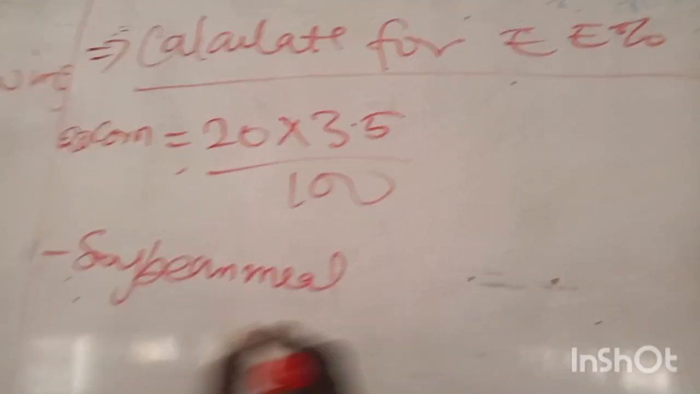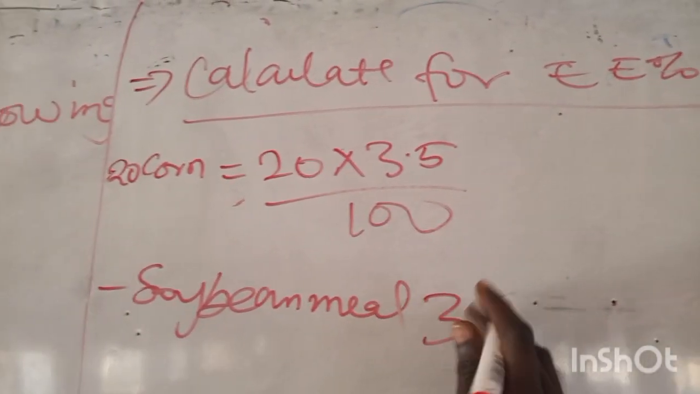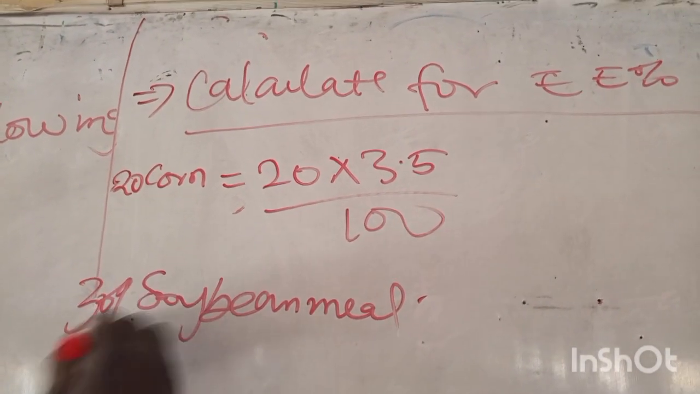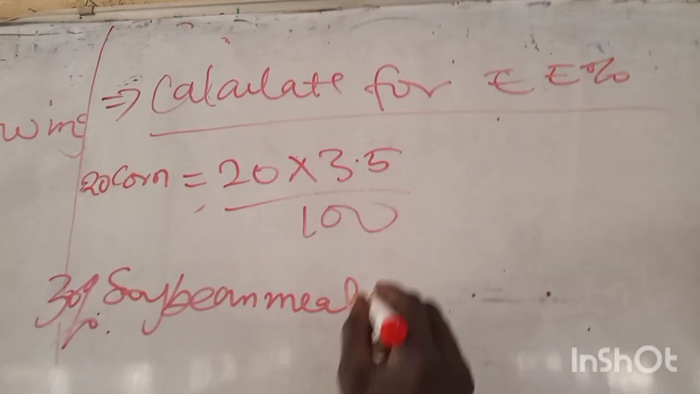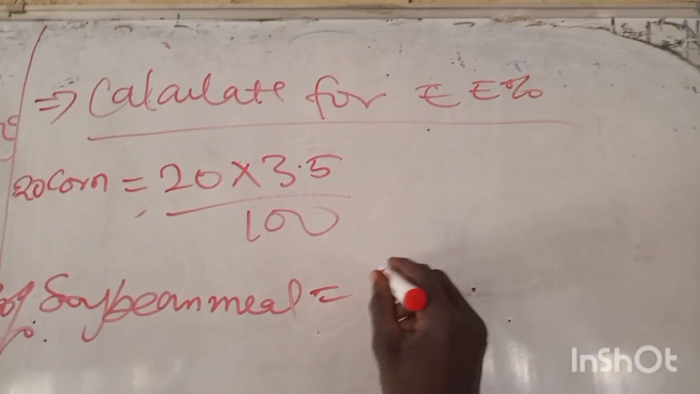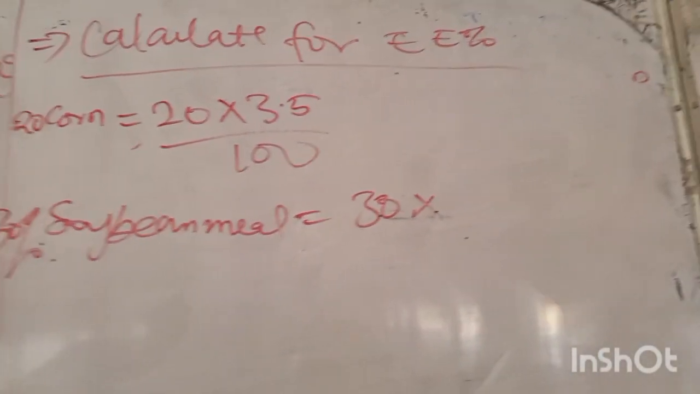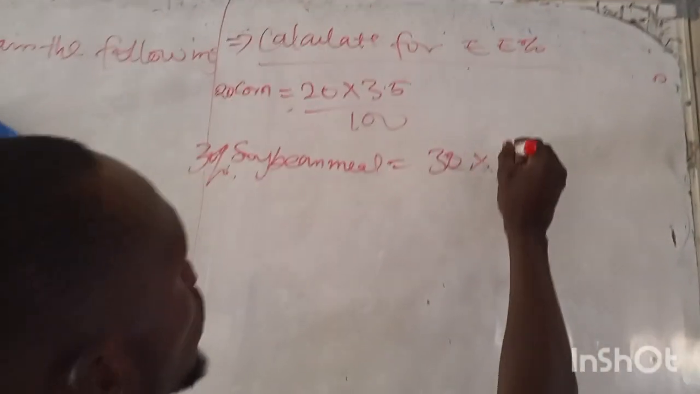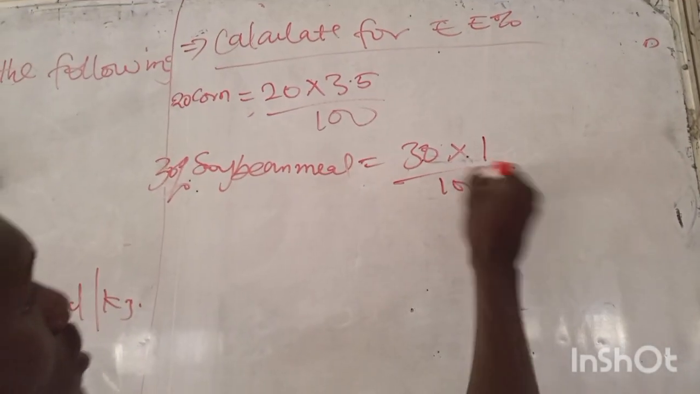Soybean is what? 30. Okay, sorry, let me put 30 here. 30% soybean meal is equal to 30 times. What is the value for EE here? The value for EE is 1. So we are going to say 1 divided by 100.